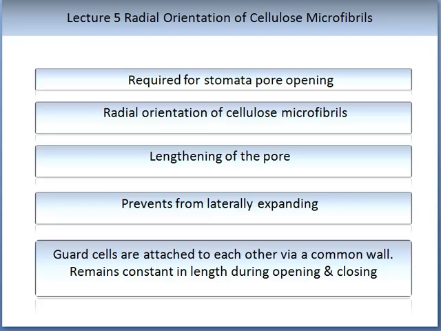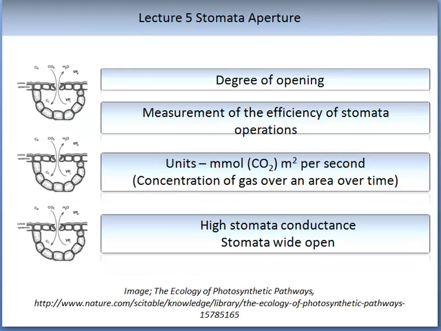This opening is called aperture. The stomata aperture is the degree of opening of the stomata. It is a measurement of how efficiently the stomata are opened or closed. It can be used in agricultural settings to determine how effectively a plant is responding to a particular situation or abiotic stress.